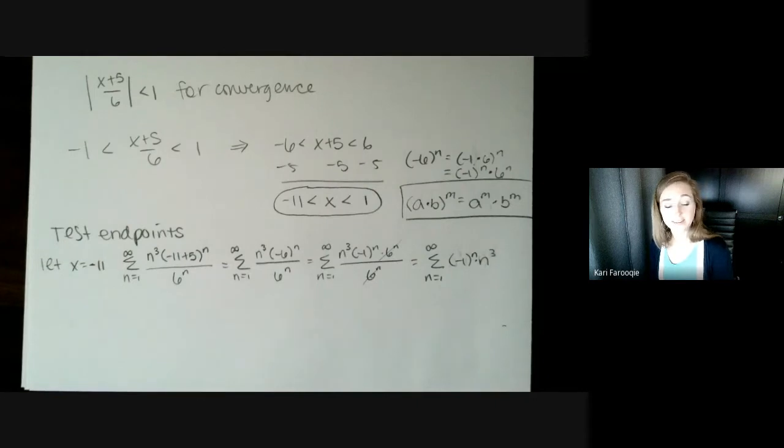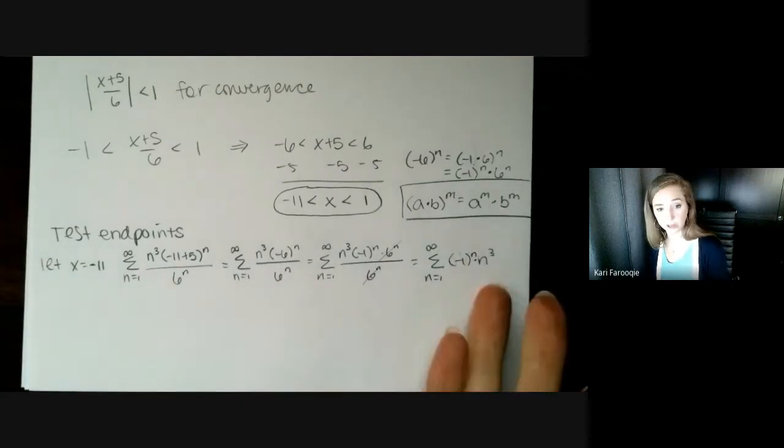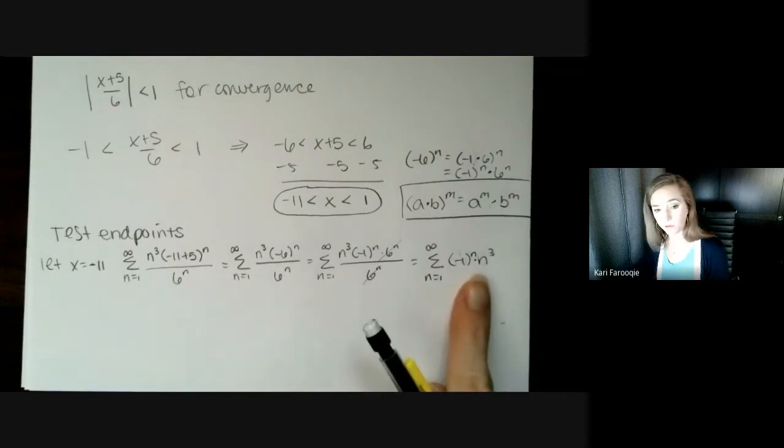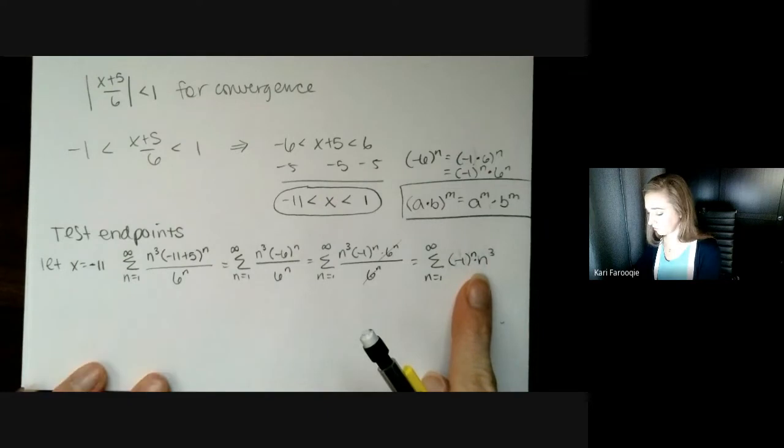Now, testing of the endpoints, maybe you're thinking like, oh, this is one small little thing I have to do. I mean, technically, but you can see how there's actually quite a bit of work involved in getting here. Well, now you have to look at this function. This is an alternating series. We need to figure out if it converges or diverges.